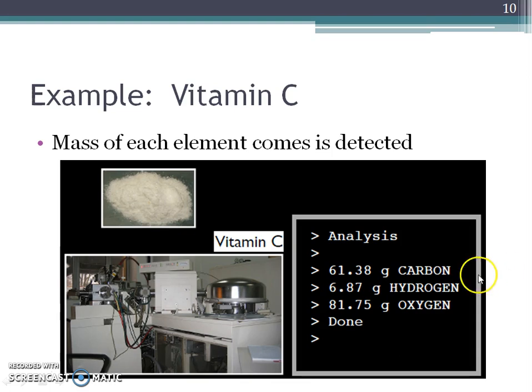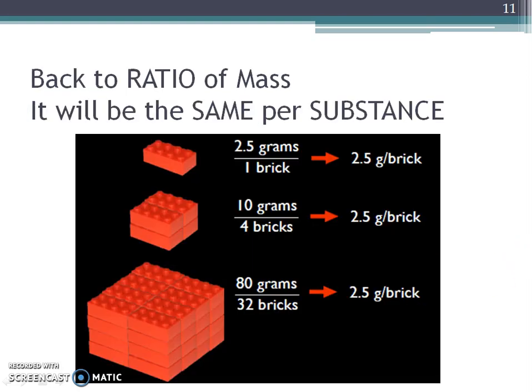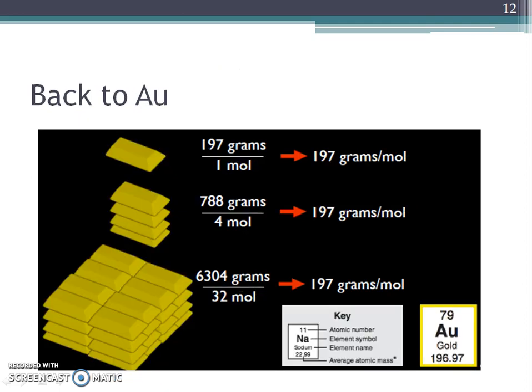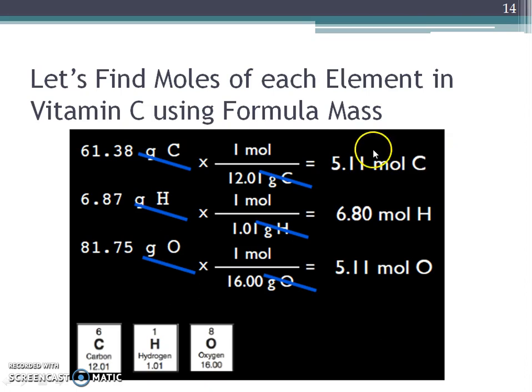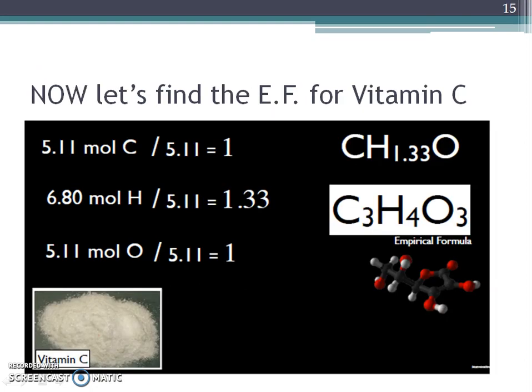So when you put in vitamin C, you get the carbon, the hydrogen, and oxygen, and depending on how much of each, you can figure out what that formula would be. He talked about ratio of masses, right? It would be the same per substance, and gave you another example of gold. So grams to moles using formula mass, we know this now already using the mole in the last section. And again, just a reminder that it's always grams per 1 mole, and it gives you this ratio between the 3 elements. So it helps us find what's called the empirical formula.